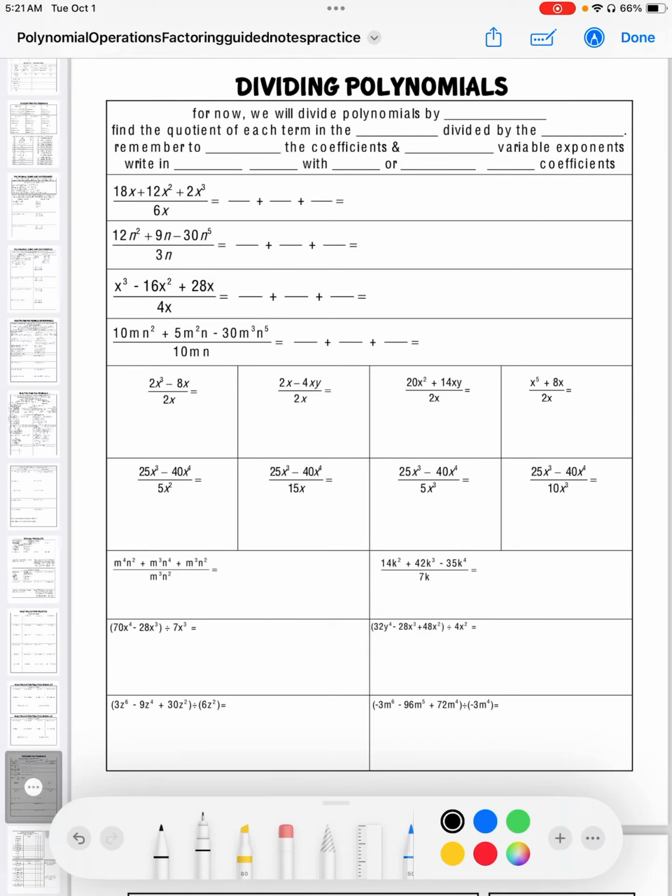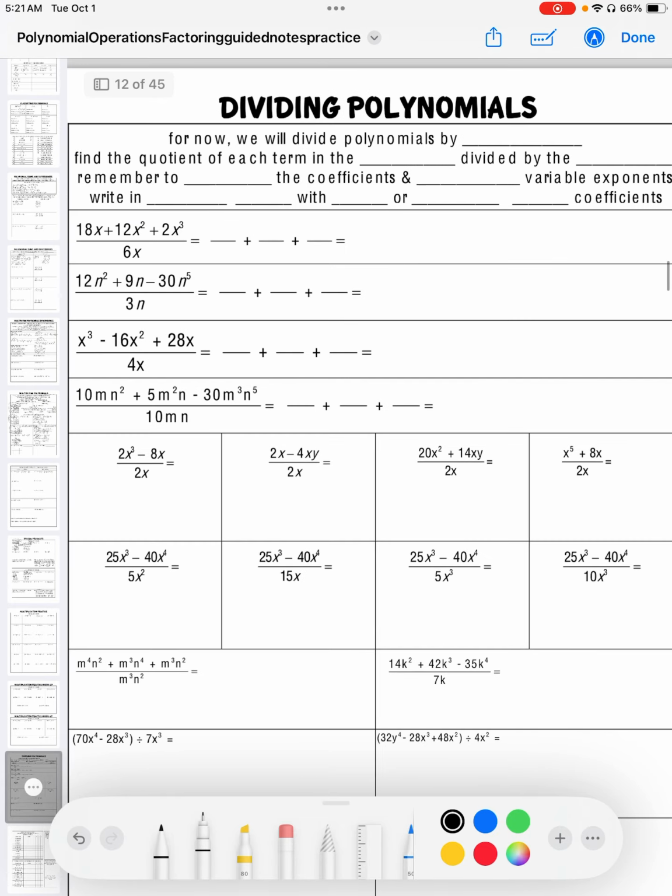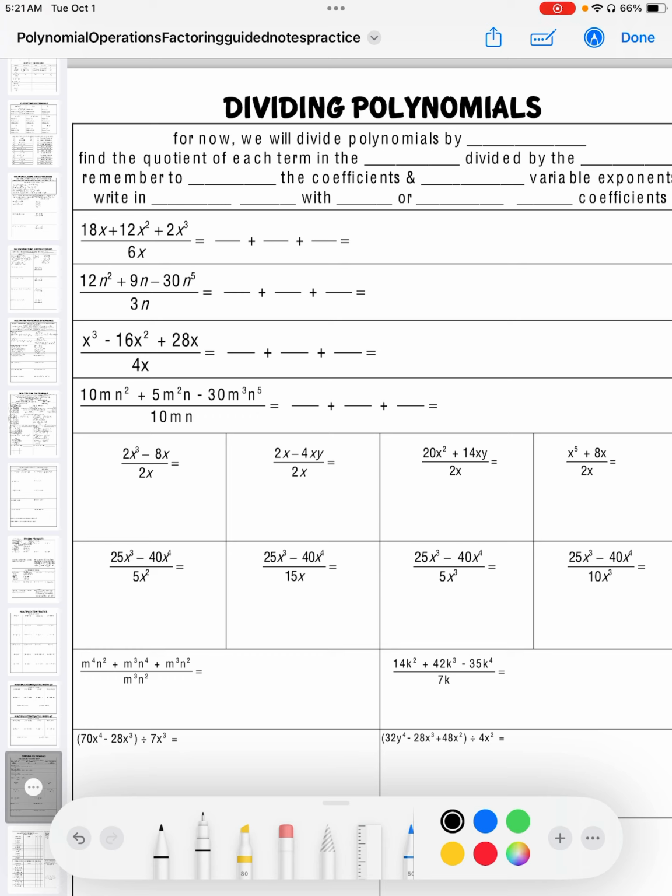Okay. When dividing polynomials, dividing is the opposite of multiplying. To start with, we're going to be dividing polynomials by monomials, or by just one singular term. This is going to be basically the opposite of distributing. We're going to be finding the quotient of each term in the numerator.